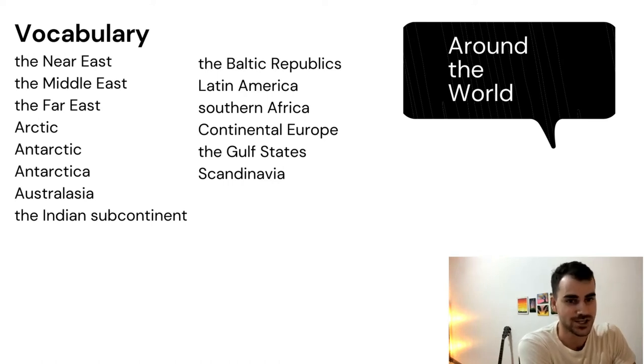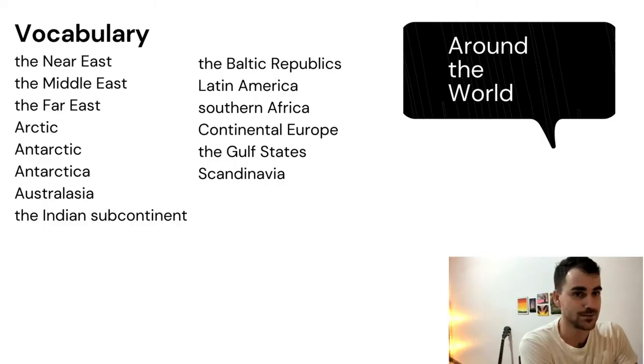Then we have Australasia. This is Australia and New Zealand combined into Australasia. The Indian subcontinent, it's an area which includes India, Bangladesh, and Pakistan. The Baltic republics are a group of countries in Eastern Europe. Latin America are some countries in Central and South America. It's called Latin America because in those areas they speak Spanish, and in Brazil they speak Portuguese. Both of these languages come from Latin.